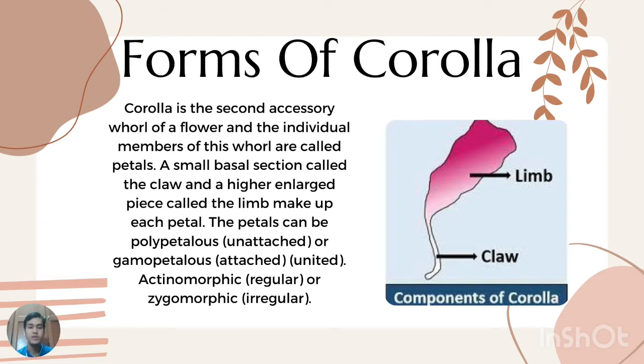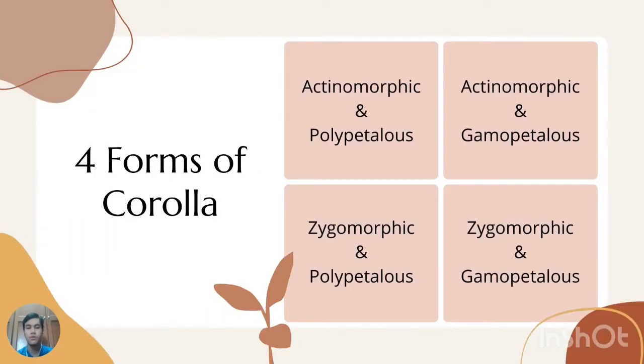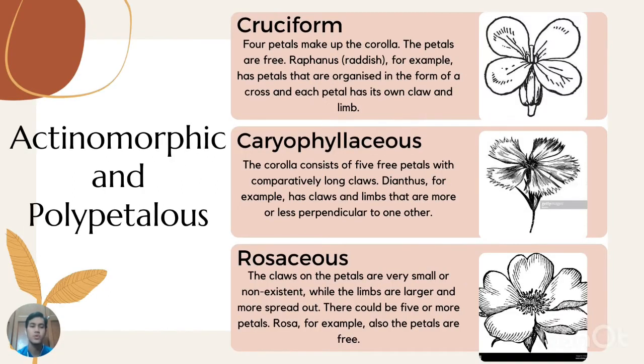The petals can be polypetalous, unattached, or gamopetalous, attached or united, and actinomorphic, regular, or zygomorphic, irregular. So there are 4 forms of corolla, which are actinomorphic and polypetalous, actinomorphic and gamopetalous, zygomorphic and polypetalous, and lastly zygomorphic and gamopetalous. For the first form, we go through actinomorphic and polypetalous.